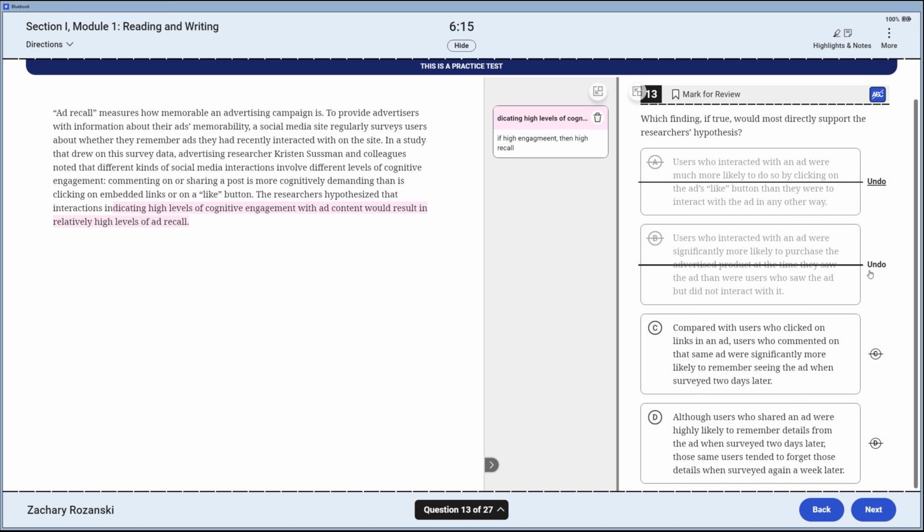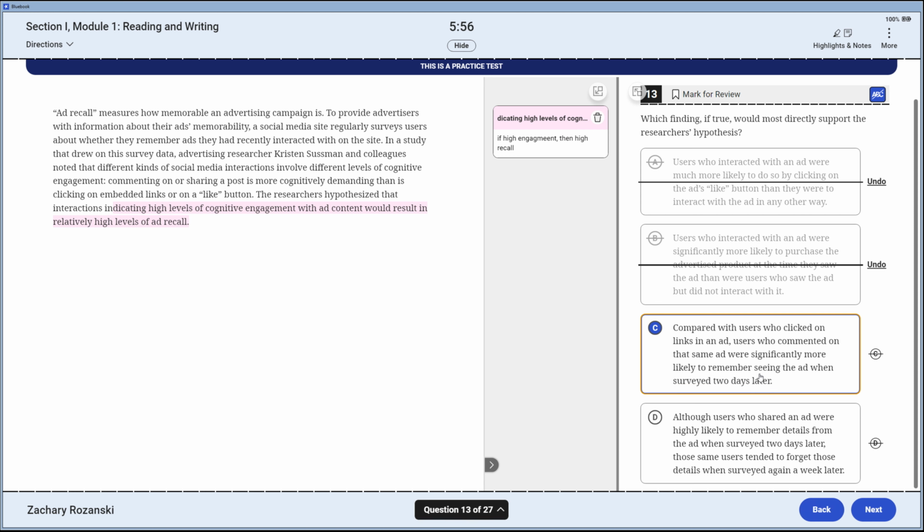So at some later date, compared with a user who clicked like, users who commented on the same ad were significantly more likely to remember seeing the ad when surveyed 2 days later. This does engage with the concept of recall. I move to the next one. Although users who shared an ad were likely to remember details from the ad when surveyed 2 days later, I think the answer is C.